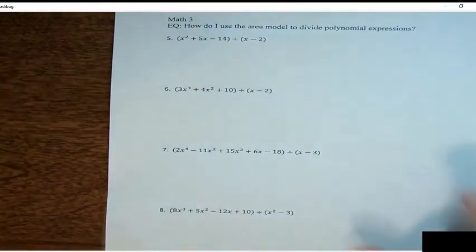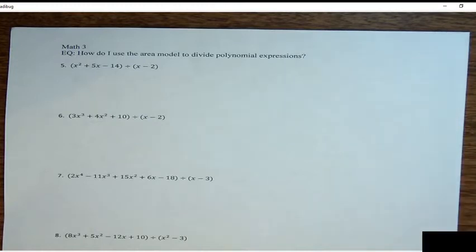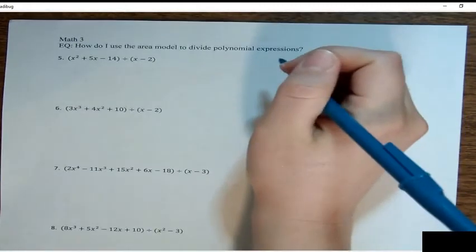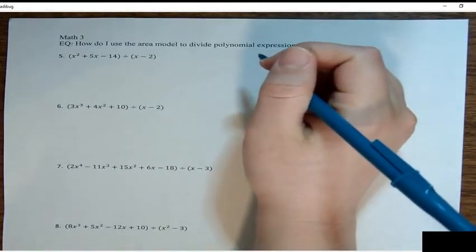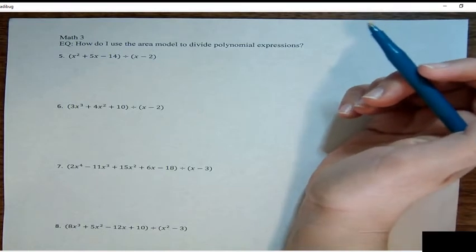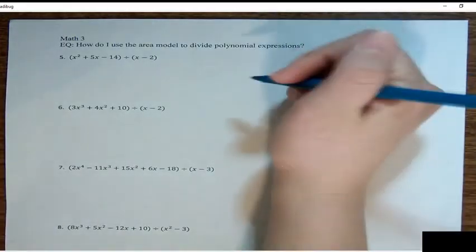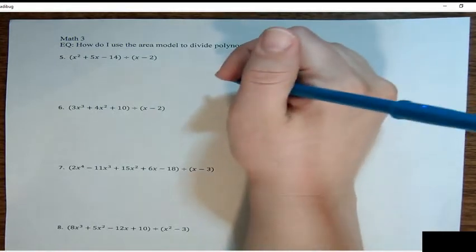Okay, so now we are moving on to the practice sheet. Again, if you can't print this off, just write down the problems and you'll be good to go. So we are using the area model to divide these polynomial expressions. If you notice, this is an assignment on your page that you have to hand in. I'm obviously going to do some of them for you.